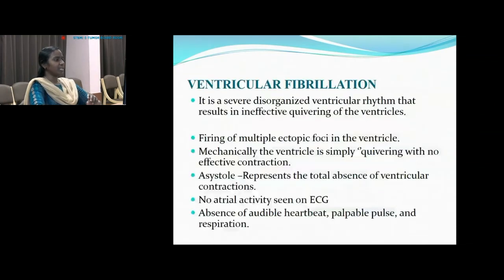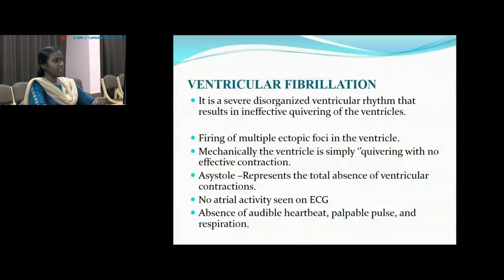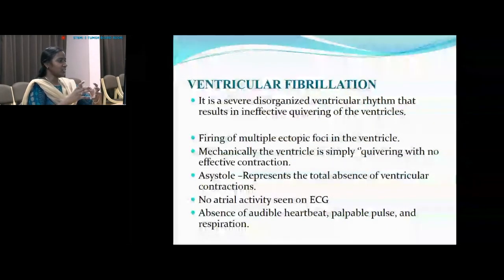It is a severe disorganized ventricular rhythm that results in ineffective quivering of the ventricles. So there is firing of multiple ectopic foci in the ventricle, and when compared to ventricular tachycardia, this is a severe disorganized ventricular rhythm that results in ineffective quivering. Here we can observe the ventricles are just shaking. There is no effective contraction in the ventricles, just shaking, or what we call quivering of the ventricles.